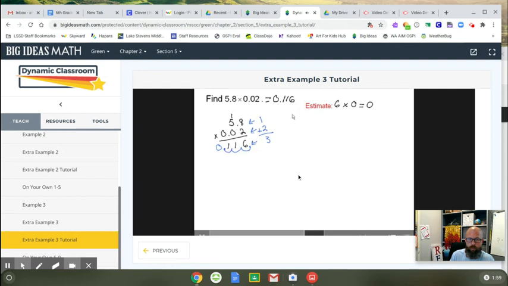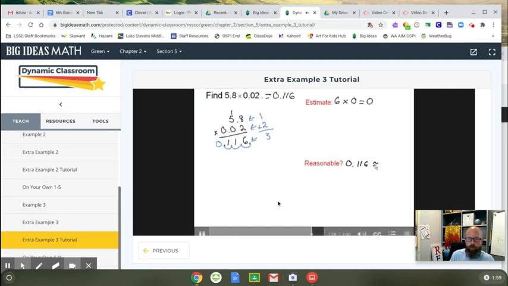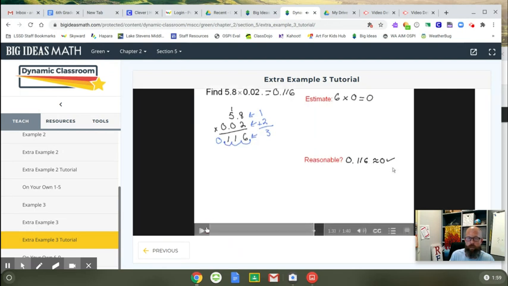Before we're finished, let's check if our answer is reasonable. 116 thousandths is close to 0. Yeah, that's reasonable. Okay, so remember, you don't have to line up the decimals like they didn't do here. Just multiply 16, 10, do all that, and then count 1, 2, 3, start on the right and go 1, 2, 3, and that's it.